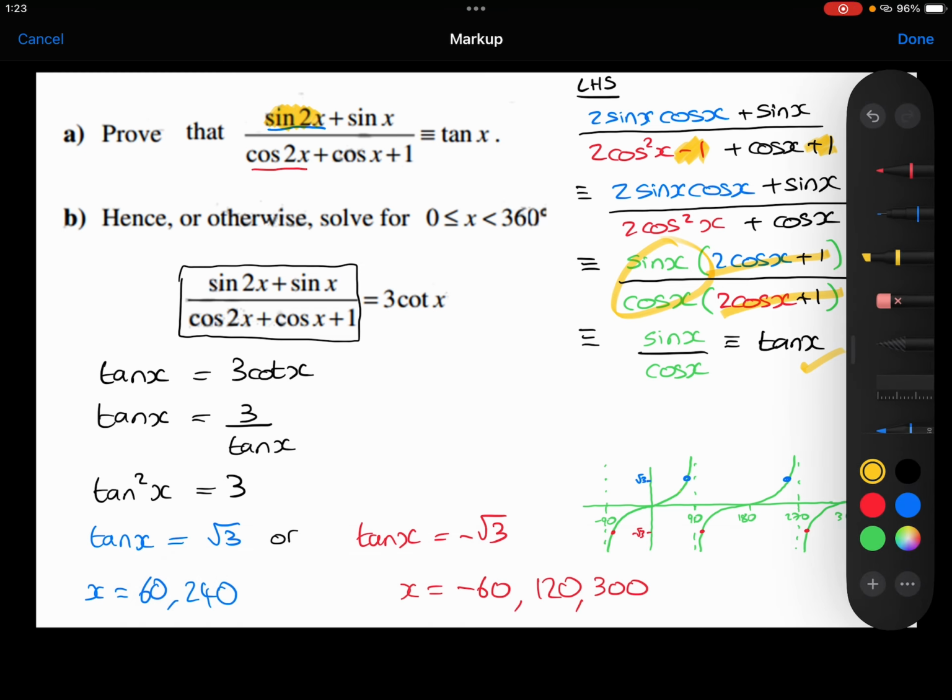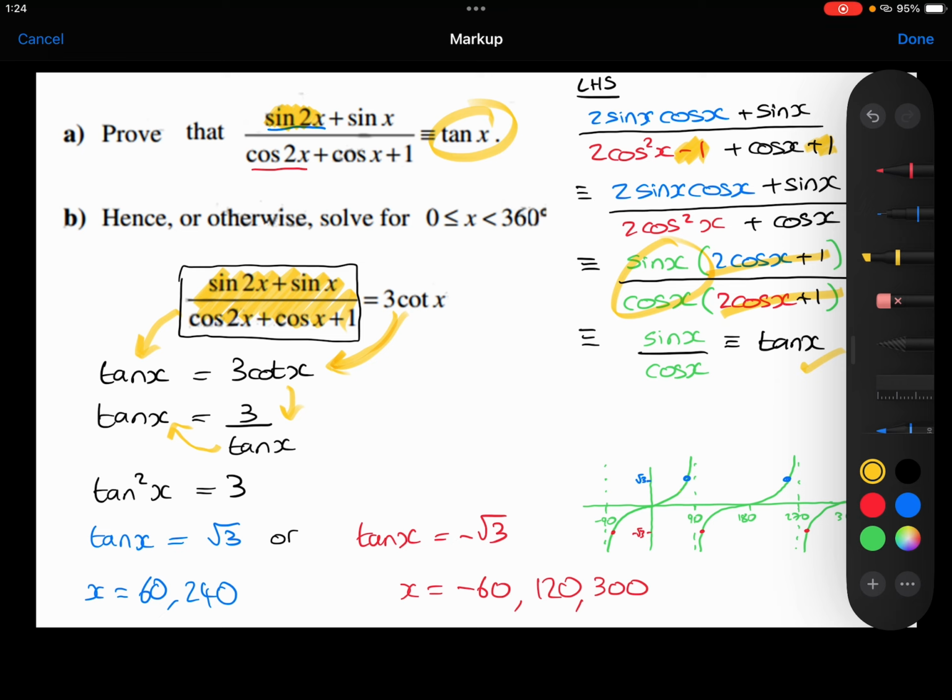Part B says to solve this equation, and I noticed that this was exactly the same as what I had in part A. So I've replaced it with tan, because we've already proved that they're the same thing. So this whole thing became tan, and that's going to be equal to the 3 cot x, which I've then decided to rewrite as 3 over tan x. That then allows me to multiply both sides by tan x to get tan squared x is equal to 3.